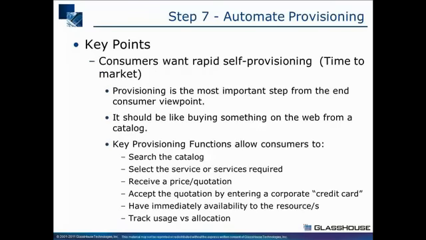At step 7, we come back to automate provisioning just to make sure that we have actually made the point. We've mentioned this, I think, throughout the presentation. But the key cloud visible component, I think, is that consumers want rapid self-provisioning. Now, this is sometimes called time to market, but basically the IT service consumer doesn't want to wait, and they've had a gutful of waiting 2 days, 3 days, 3 weeks, 3 months in some cases to get hardware on which to run their stuff.